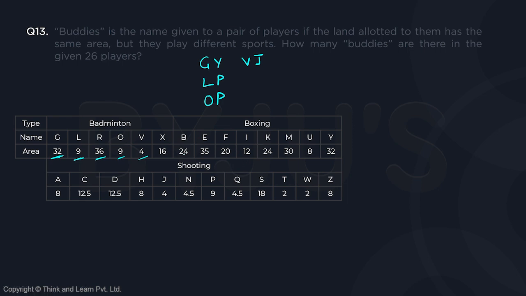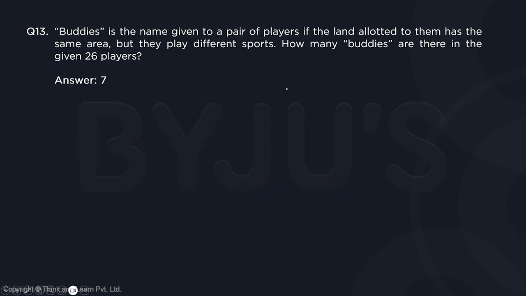Now boxing and shooting. Is 24 anywhere else in shooting? No, it is not there. Is 35 anywhere else in shooting? No. Is 20 there in shooting? No. Is 12 there? No. Is 24? No. Is 30? No. Is 8 there in shooting? Yes, I see it is thrice. That means this U is a buddy of A, U is a buddy of H, and U is a buddy of Z as well. Is 32 there in shooting? No. So ultimately these are the 7 pairs of buddies. So my answer for this question is 7.